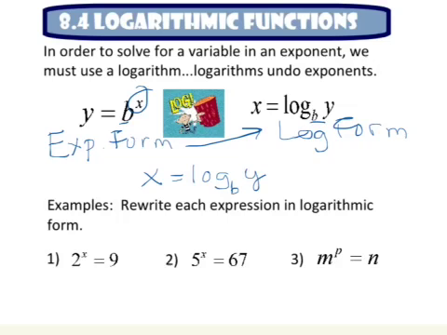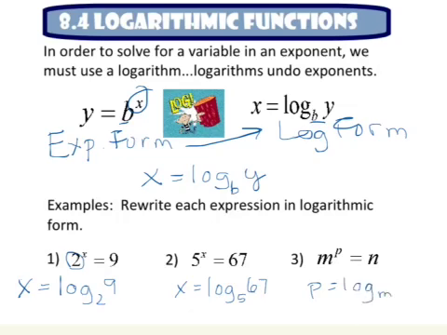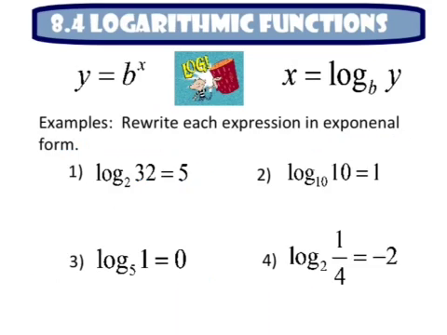So for example, number 1, we would say x equals log, and then the base becomes the base of the logarithm, log base 2 of 9. Number 2 would read x equals log base 5 of 67. And number 3 would read p equals log base m of n. That's how we would change from an exponential form into a logarithmic form.